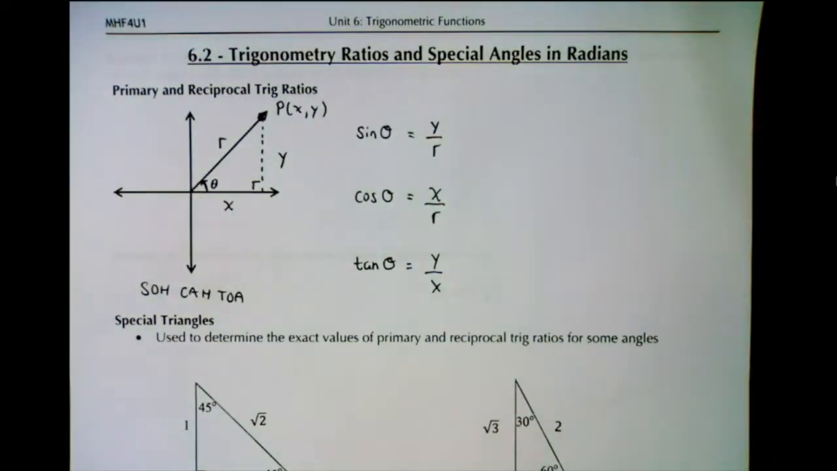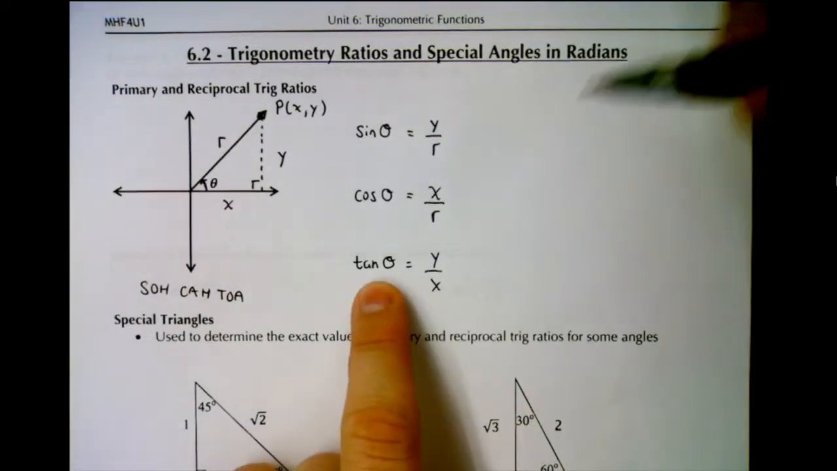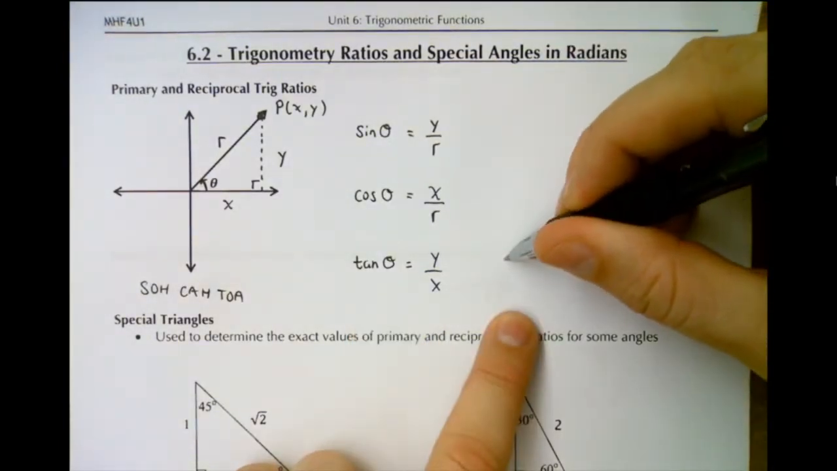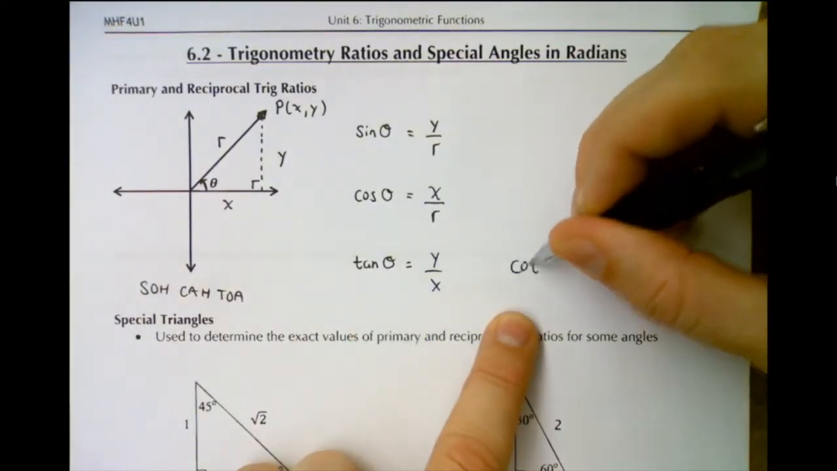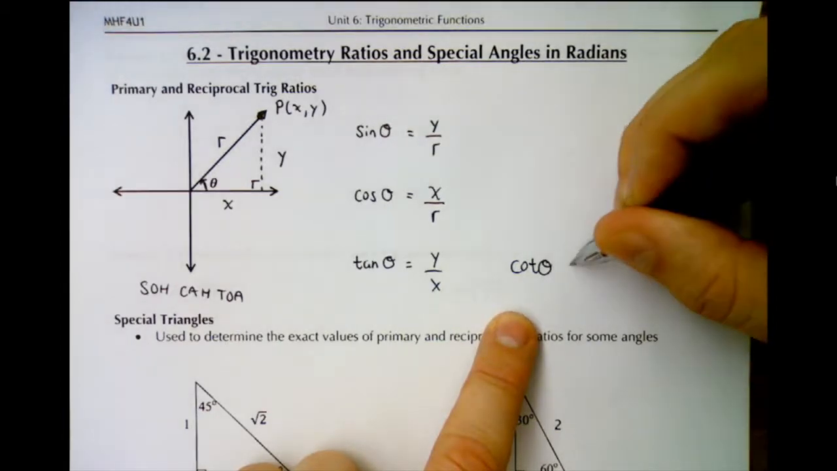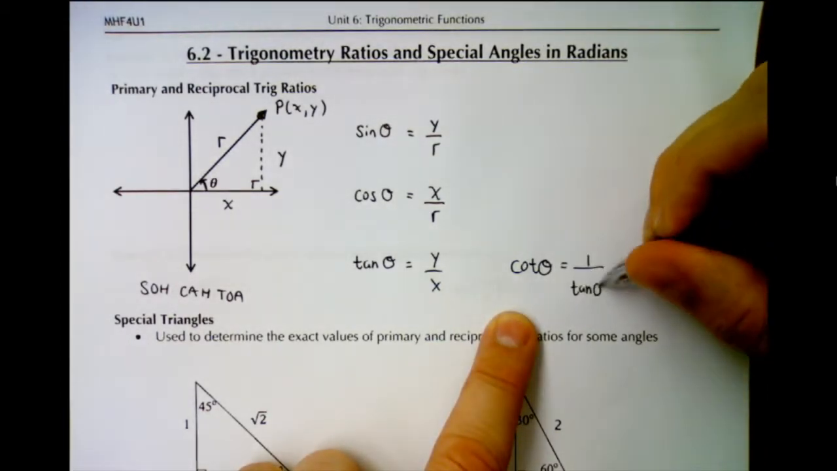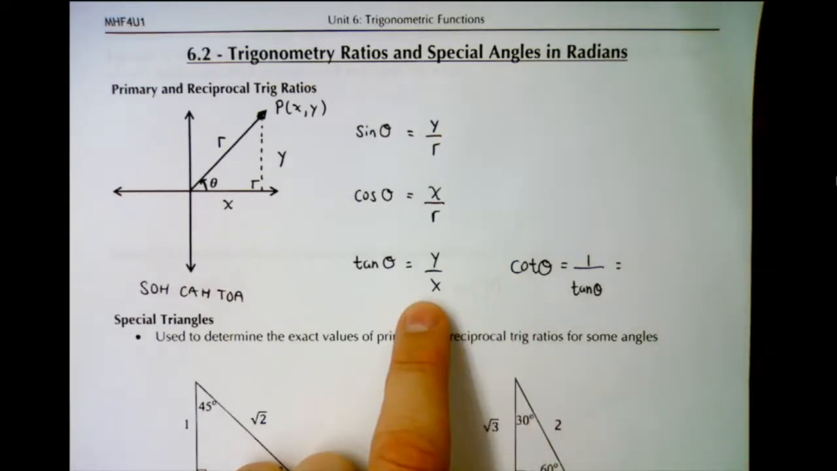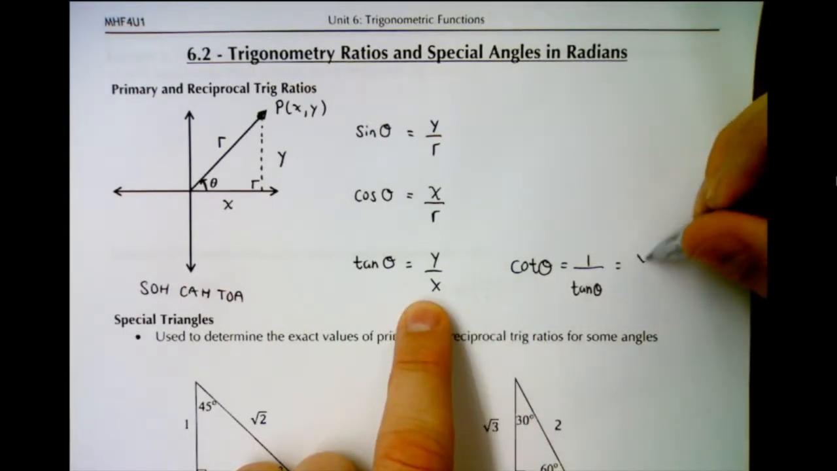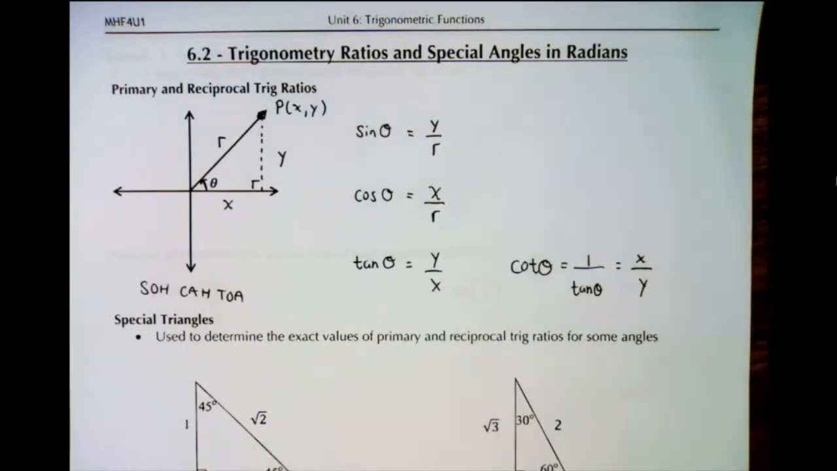Our reciprocal trig ratios are cosecant, secant, and cotan. And to match up the primary with its reciprocal can sometimes be challenging. The easiest way to remember it is that tan's reciprocal is cotan, and they sound similar. So cotan theta is just the reciprocal of tan theta. And reciprocal means flip, so we flip our fraction y over x, and we get x over y for cotan.